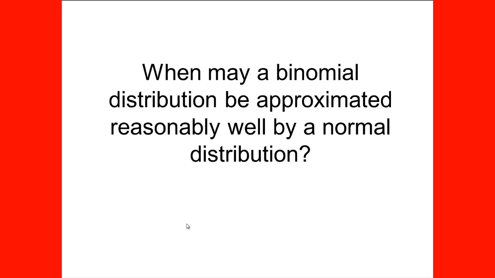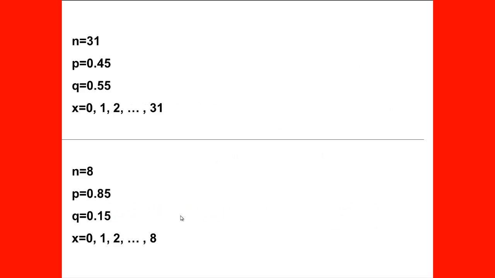Now we're ready to answer the question: when may a binomial distribution be approximated reasonably well by a normal distribution? So we will look at two examples. We probably won't get through both examples in this video, so we will start with this example.